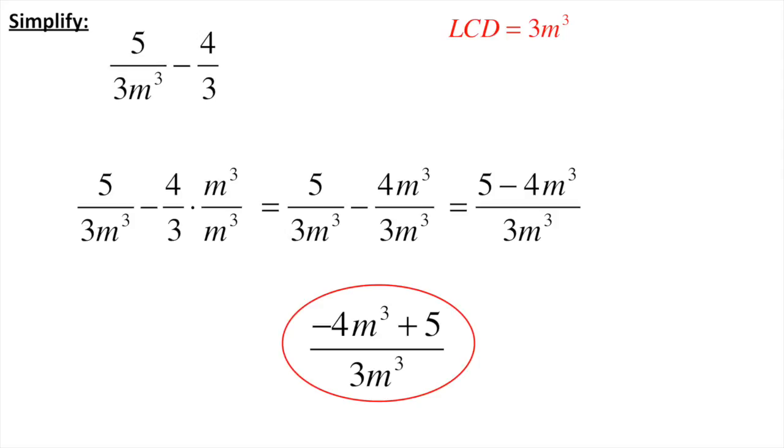So I need to rewrite these. And when I rewrite these, this negative here stays with the 4. That is negative 4m cubed plus 5. This was a positive 5. That remains a positive 5. So this is our final answer on this one.